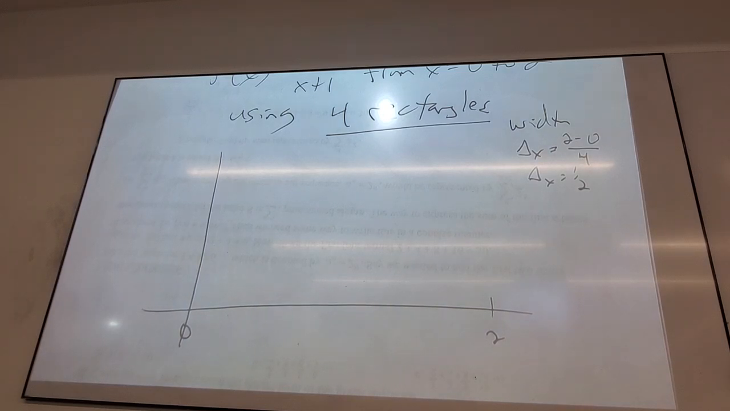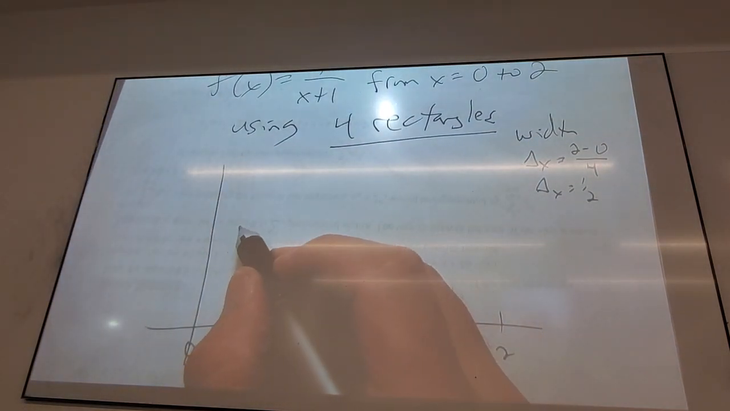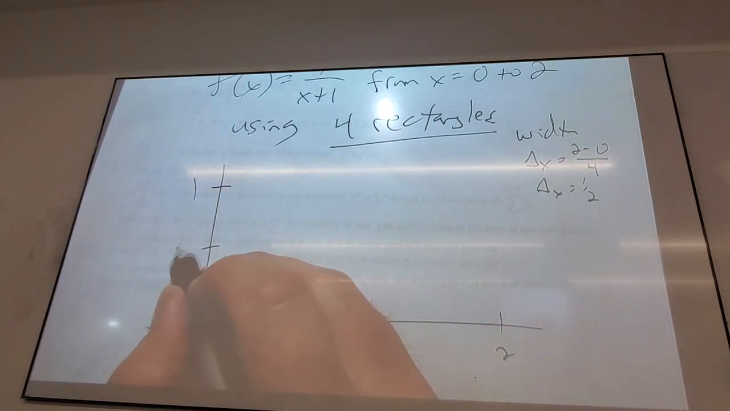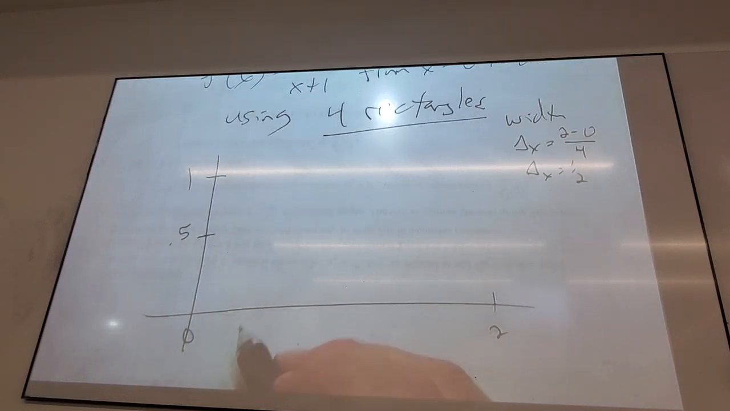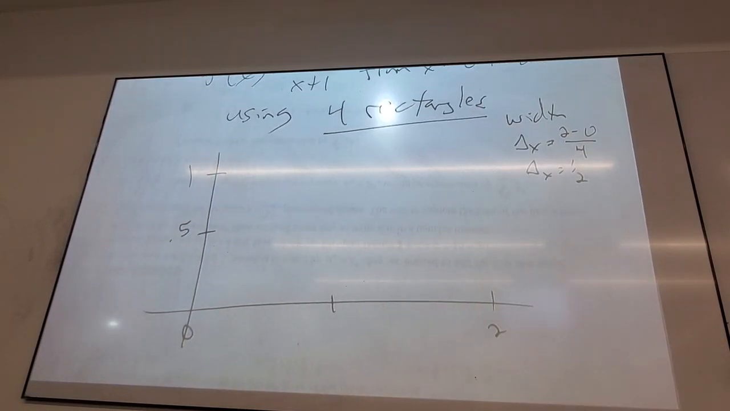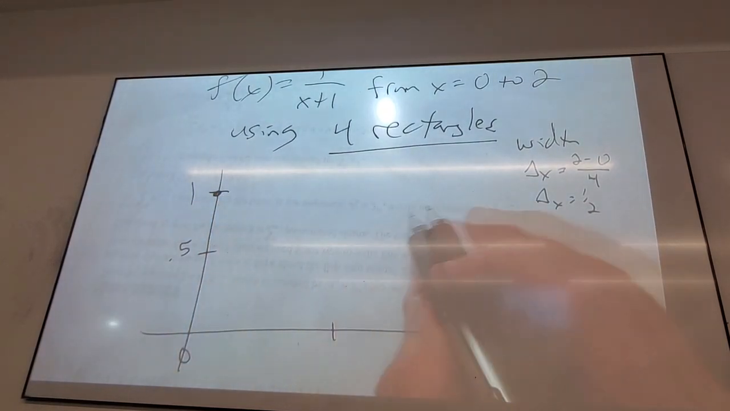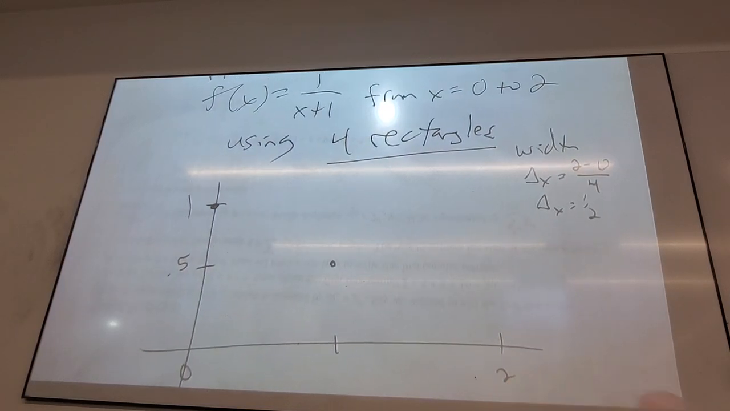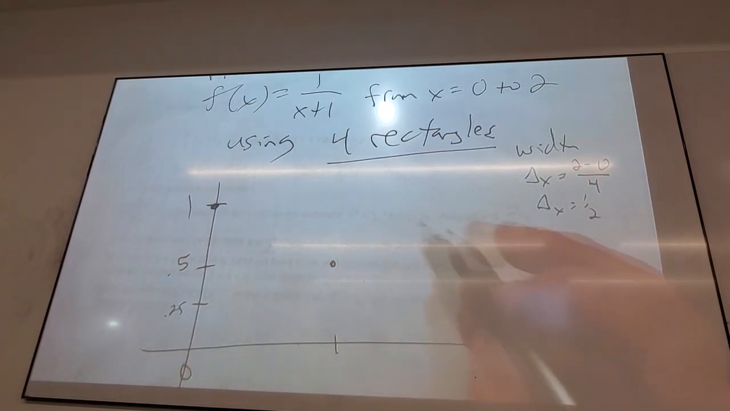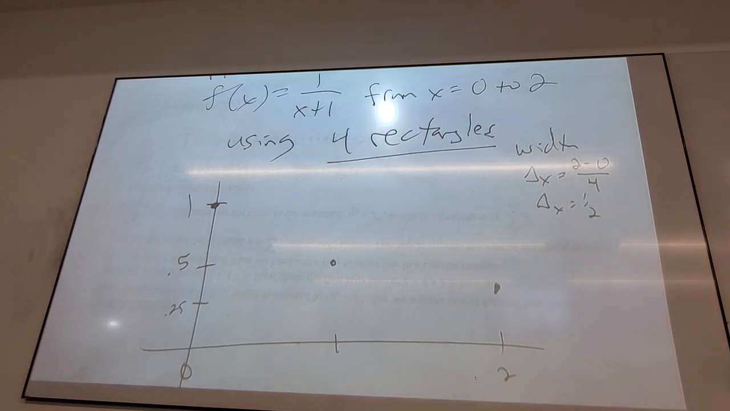When I put a 0 in, what do I get out? So I'm going to make my scale nice and generous for myself. When I put a 1 in, what do I get out? 1/2. When I put a 2 in, I get 1/3, which is about 0.33, which is about right there. Okay, how we doing?